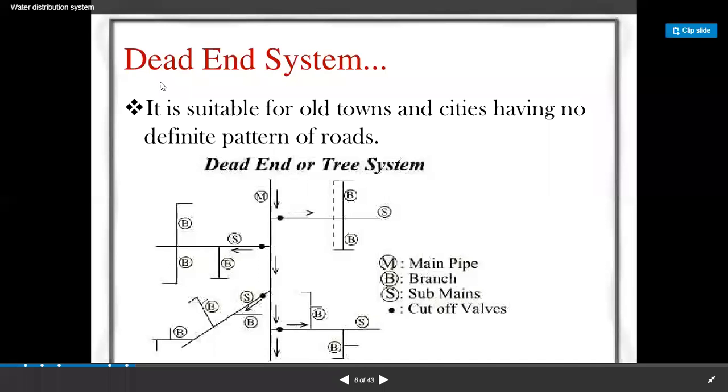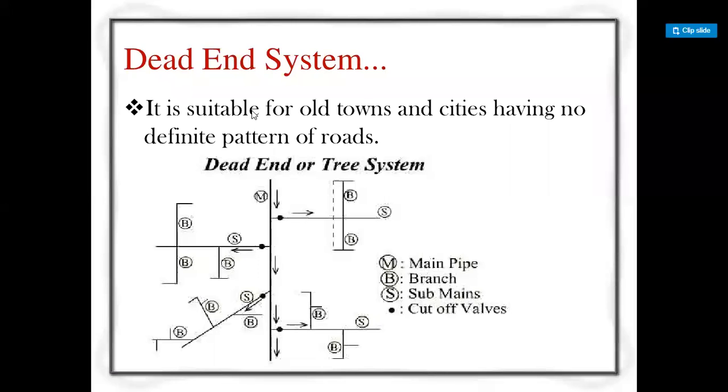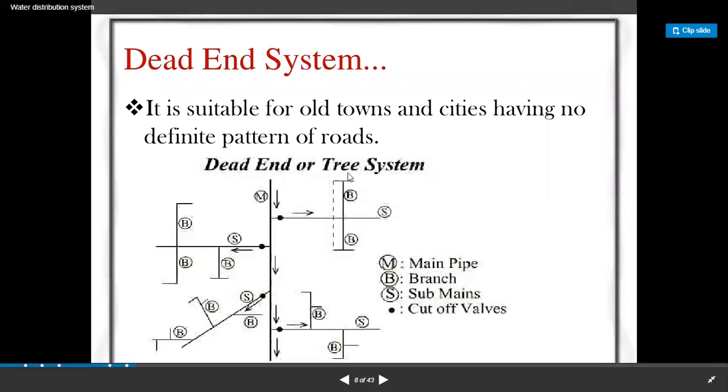Now see, the first layout of distribution network of water is the dead end system. The dead end system is generally suitable for old towns and cities having no definite pattern of road. In that city or town, the dead end system is used. In the dead end system, it is also called a tree system, and it has branches whose ends are dead.